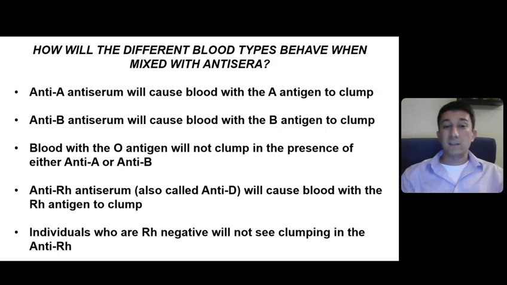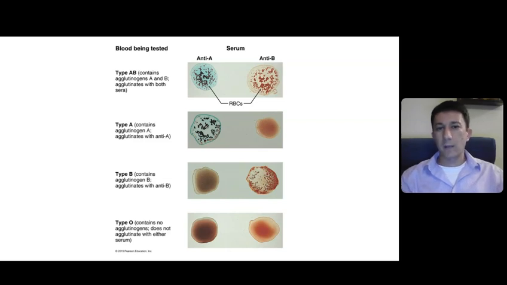We also have an anti-serum for the Rh factor, because the Rh factor is simply another antigen on the surface of the red blood cell. We call that anti-Rh anti-serum. We also call it anti-D anti-serum. If the Rh antigen is present on that blood, the anti-Rh anti-serum will cause that blood to clump. In individuals who are negative for the Rh factor, we will not see clumping when that blood is mixed with the anti-Rh anti-serum.